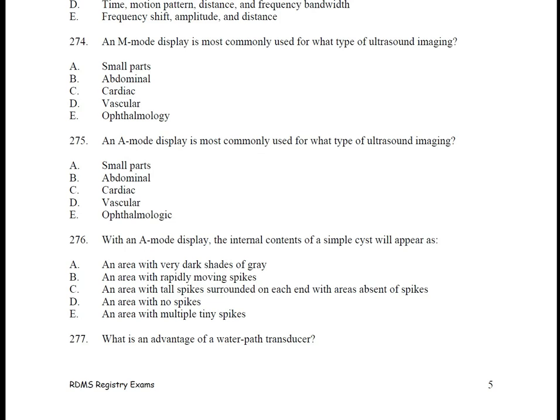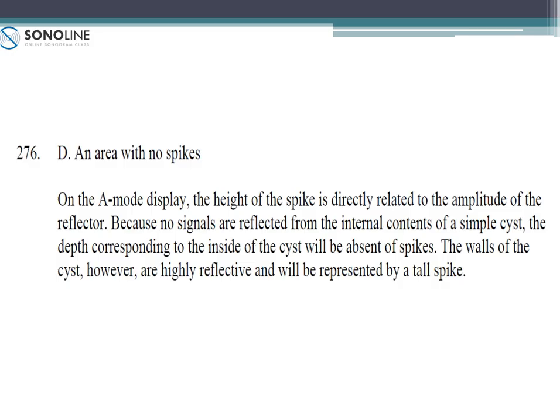Next, let's move on to question 276. This type of question is one of the patterns that always appears when asking about A mode. This question asks what kind of response appears in the internal contents when there is a simple cyst during an A mode examination. I'll explain this while looking at the commentary. If you look at the commentary in the textbook, it explains that in A mode display, the amplitude here is evaluated based on the height. However, it states that there is no signal. Specifically, it explains that within the internal contents of a simple cyst, no signal appears.